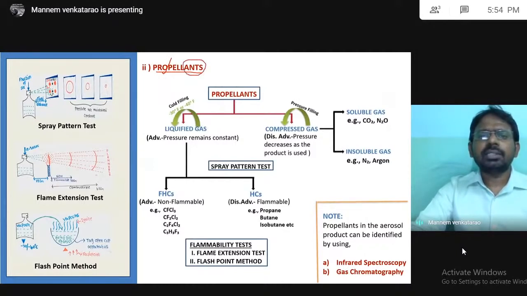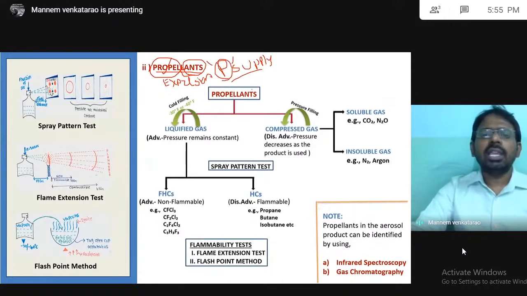Propellant means a substance which causes expulsion. Propel means expulsion. A substance used to expel the aerosol product is known as a propellant. How can it expel the aerosol product? By supplying pressure. That's why the duty of the propellant is only to supply the pressure. Due to this pressure, the aerosol product is forcefully ejected out.